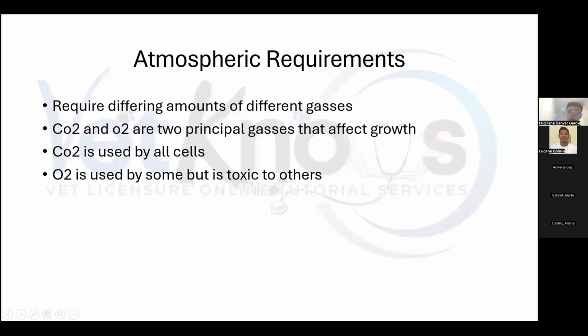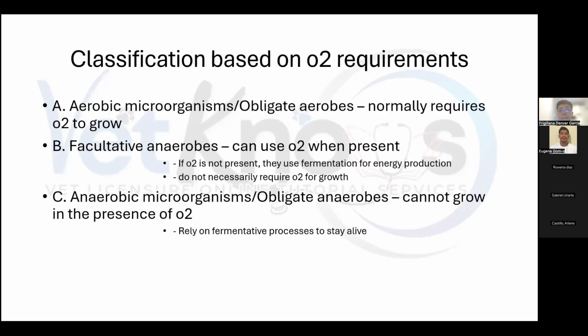Next, we have atmospheric requirements, or their oxygen requirements. Different microorganisms or different bacteria require different amounts of gases. Oxygen is the most important gas here, although carbon dioxide is utilized by some bacteria, and their growth improves if carbon dioxide is present. So, classification based on oxygen. First we have aerobic or strict aerobes. They require the presence of oxygen to grow.